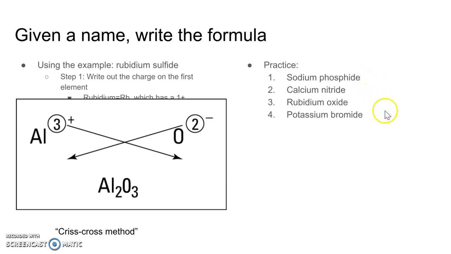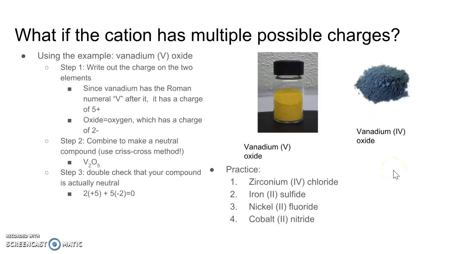So I would pause the video right here. Welcome back. And here's the practice answers for the practice up above here. Okay. Again, what if it has multiple possible charges? Also known as, does it have a transition metal?